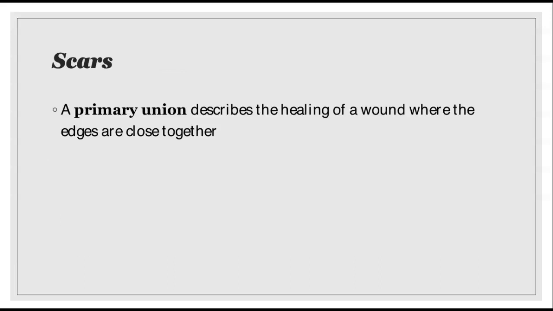Let's talk about getting scars. Maybe you've had a scar before from falling when you were a kid. There's two types of healing. The first is a primary union. A primary union describes the healing of a wound where the edges are already close together. So it's just a small injury, and so you already are healing a wound where it's not very deep.